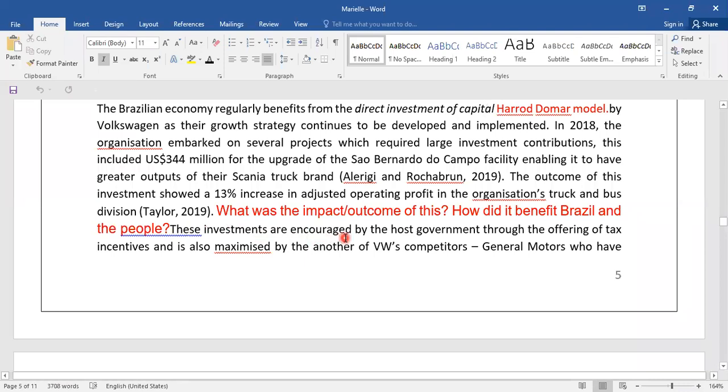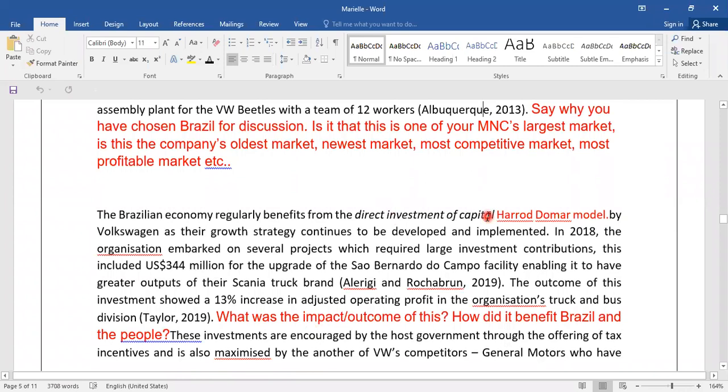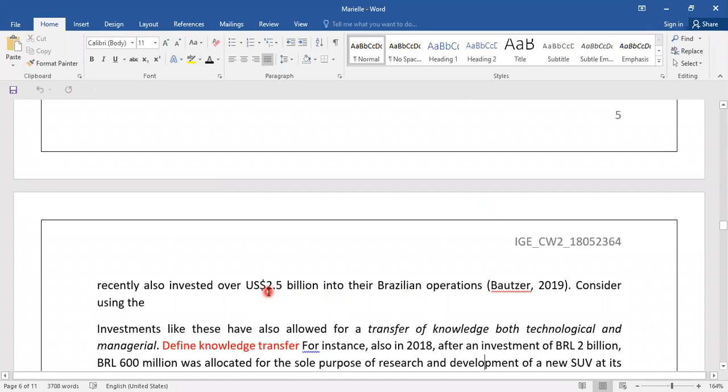These investments encourage the host government to offer tax incentives, and it was also matched by another of Volkswagen's competitors, GM, who recently invested $2.5 billion. Now, this data is good because you're showing comparison. Your point here is FDI, and you're saying that Volkswagen is not the only company to invest. GM also invested. What you did not see is the outcome and impact on the country and on the people.